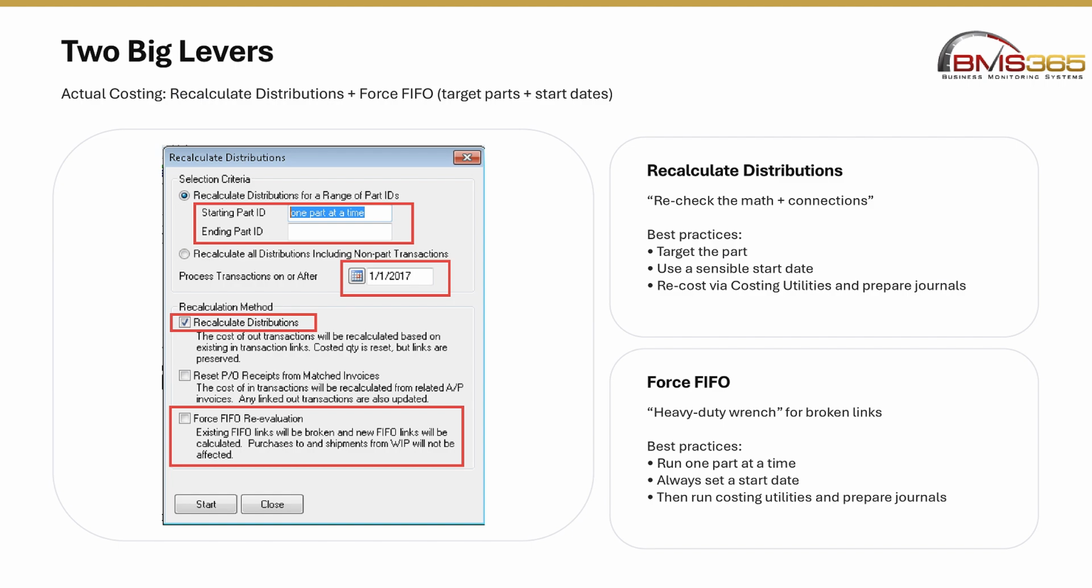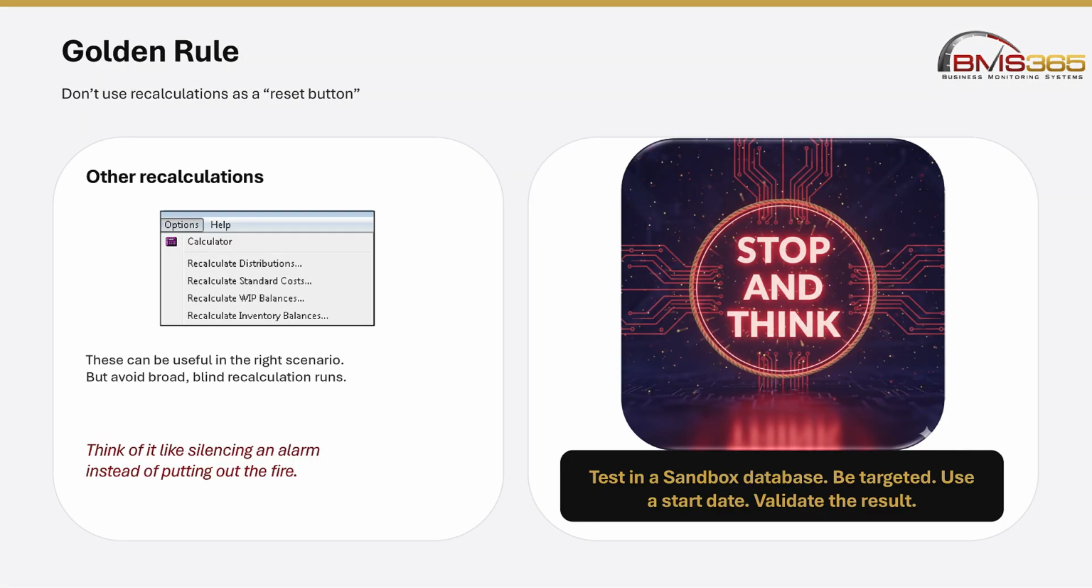You may also see other recalculation options, like recalculating work in process balances or inventory balances. These can be useful in the right scenario, but here's the golden rule: don't use them as a reset button just because something looks off. A reset can hide the symptom without curing the cause, like silencing the alarm instead of putting out the fire. Sometimes costing tools don't fully resolve the issue because the root cause is a process problem, like an incorrect entry, an overissue, or an issue returned that didn't link properly.